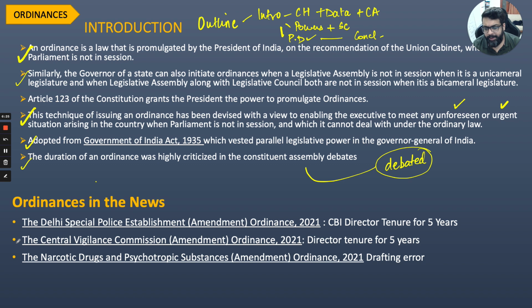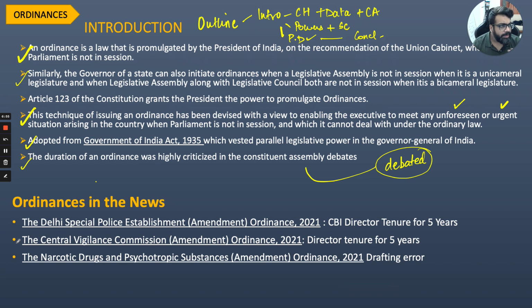Substantive ordinances, whereas the Narcotic Drugs and Psychotropic Substances Ordinance, which might sound incredibly important given recent developments of certain very well-known people who have allegedly been involved in narcotics and psychotropic consumptions, was essentially to rectify a drafting error in terms of the punishments that had to be applied as per the new law, which was amended a while ago.